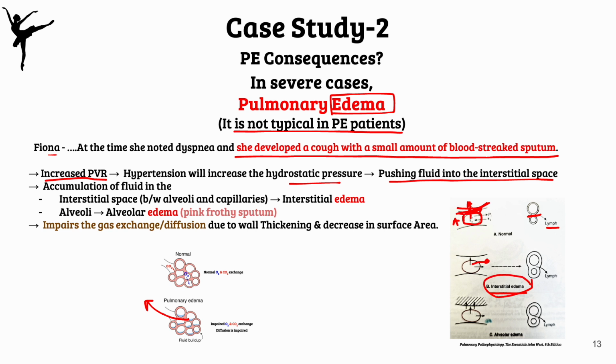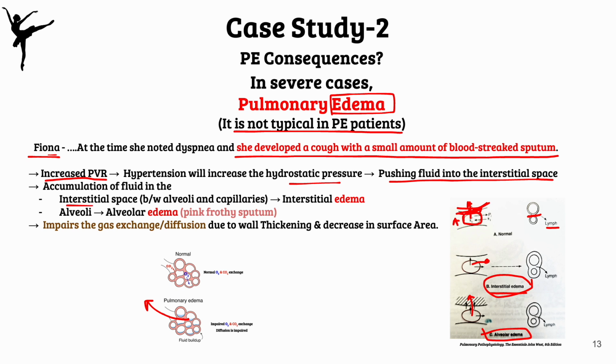In severe cases, when the hydrostatic pressure and also the oncotic pressure increase, that would lead to fluid getting even into the alveolar spaces. That is what causes alveolar edema, and this is what might be going on in Fiona's case, because she has alveolar edema. That's why she's coughing up this pinkish sputum.